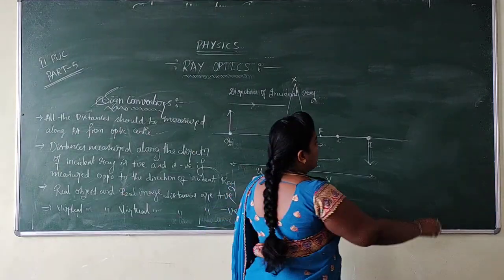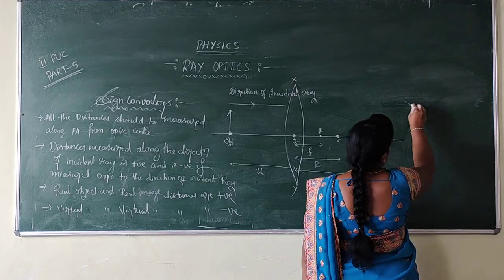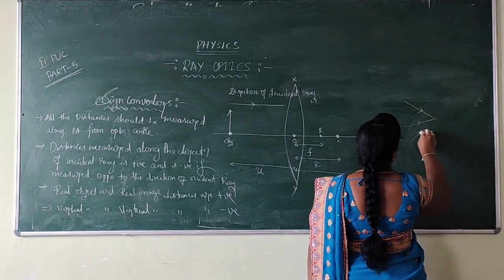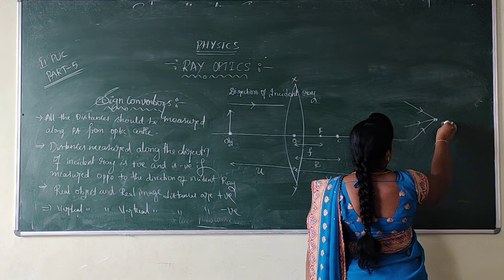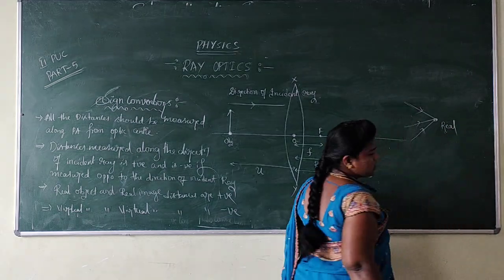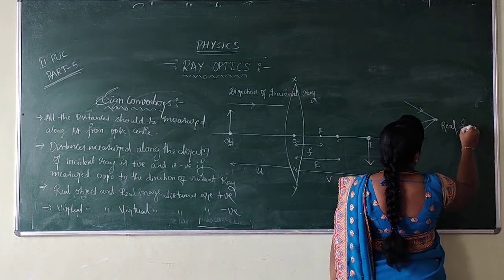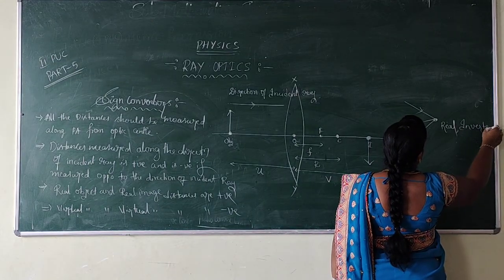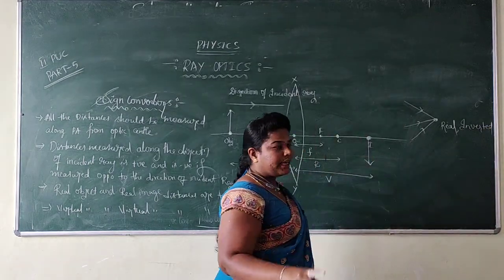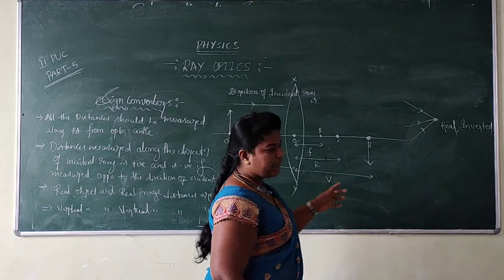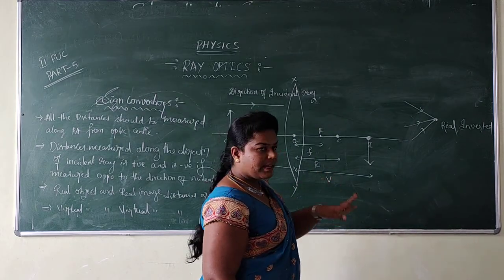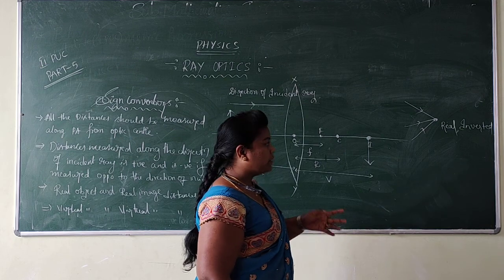My dear students, after refraction, if the rays of light meet exactly at a single point, then we can say that a real image is formed. Keep in your mind, when a real image is formed, it is always inverted. So please don't forget, if there is an inverted image, it is said to be a real image. If it is real, we can say that it is inverted. No need to worry about it.